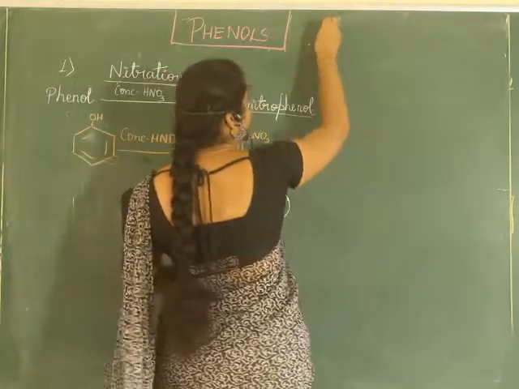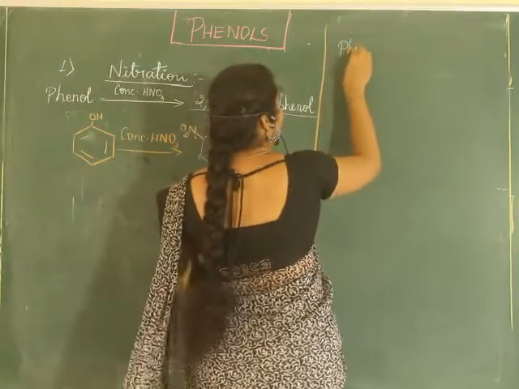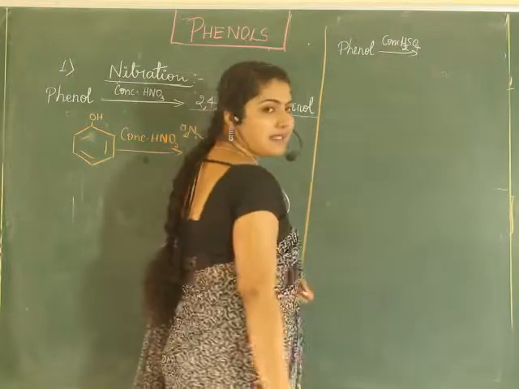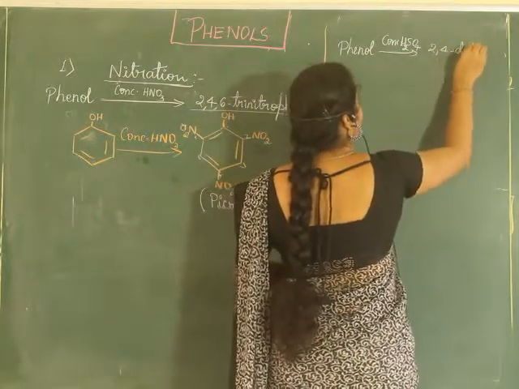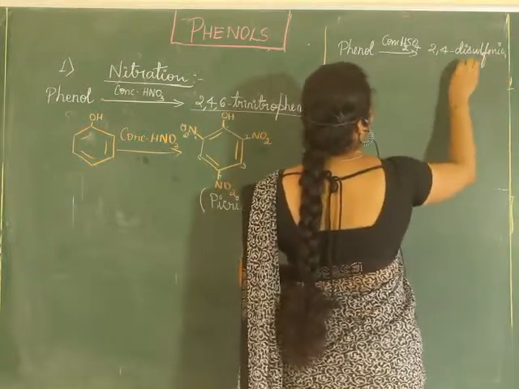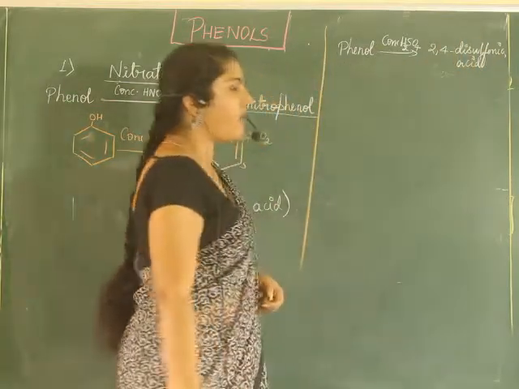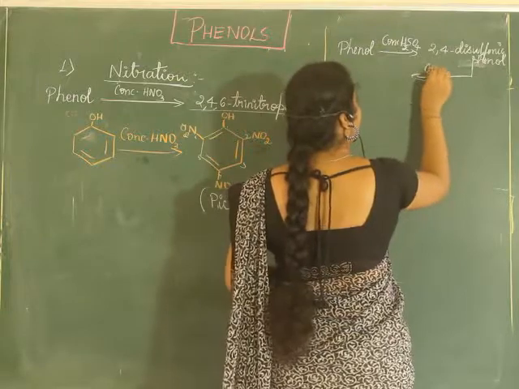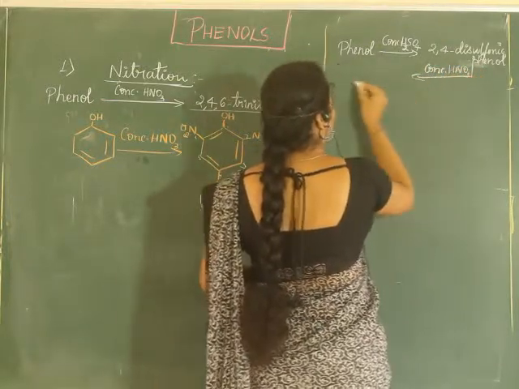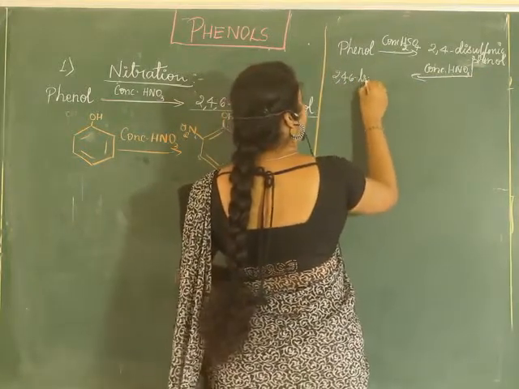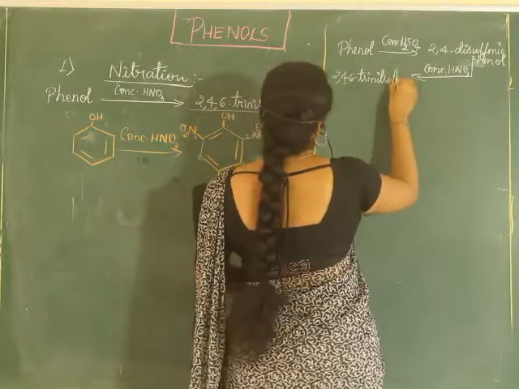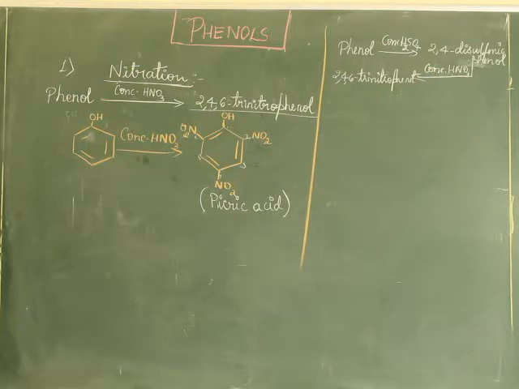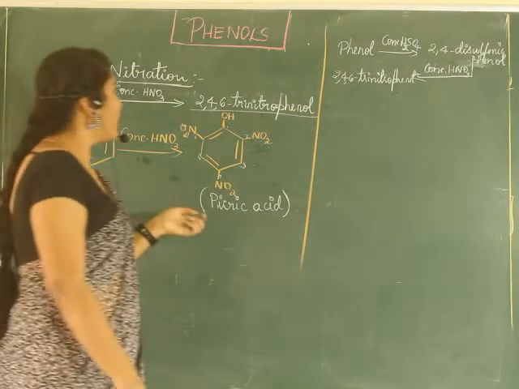But nowadays what they do is they take phenol, they treat it with concentrated sulfuric acid, you get a compound of 2,4-disulfonic acid, or say 2,4-disulfonic phenol you get, and then this will be treated with concentrated nitric acid to form what? 2,4,6-trinitrophenol. What can be the reason for this?